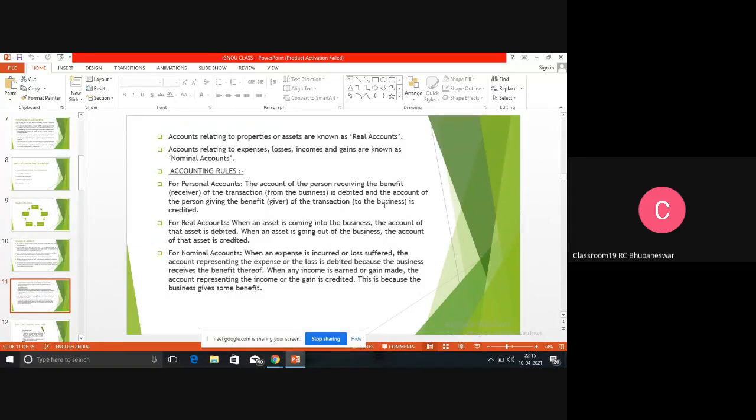Then comes the real account. Real account means any type of asset or property. That means cash, gold, building, plant, machinery. All are known as real accounts.